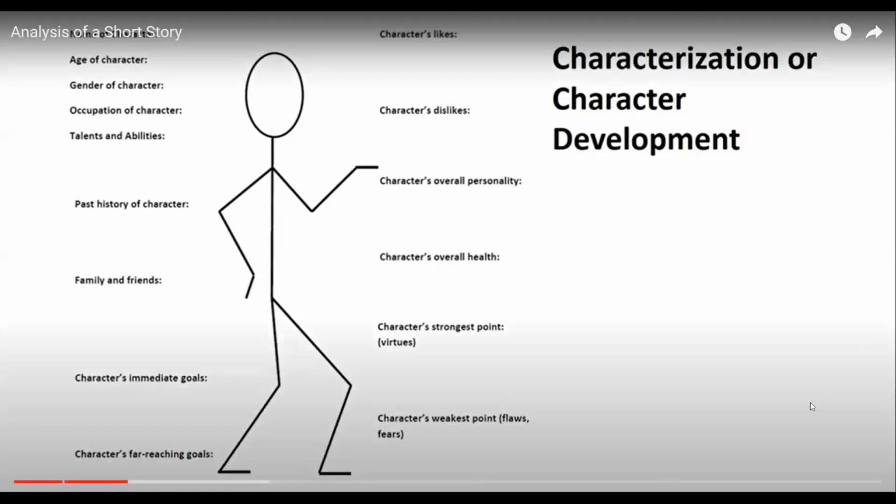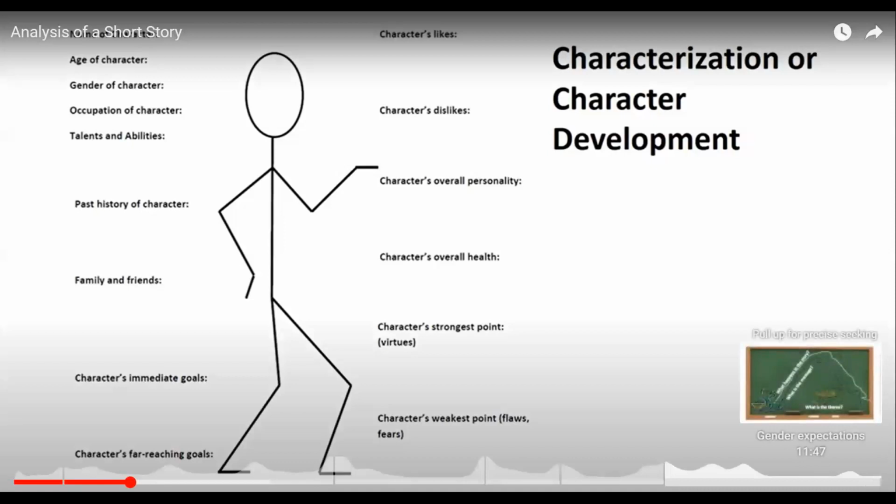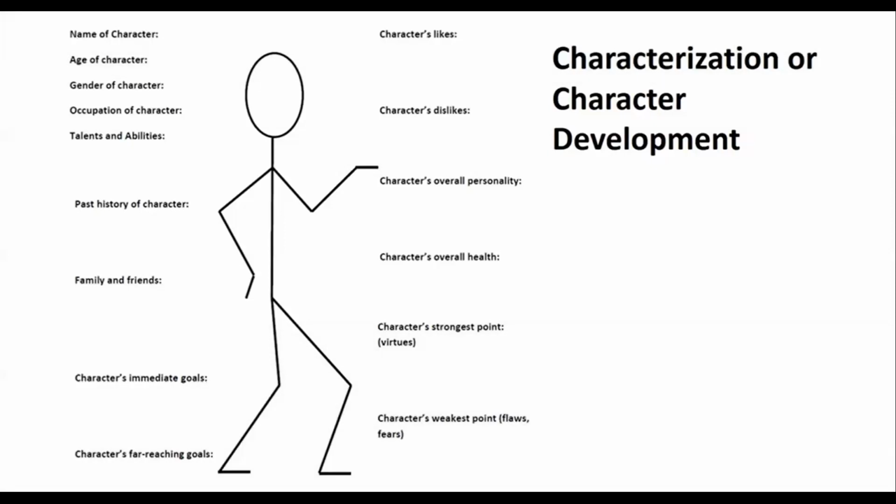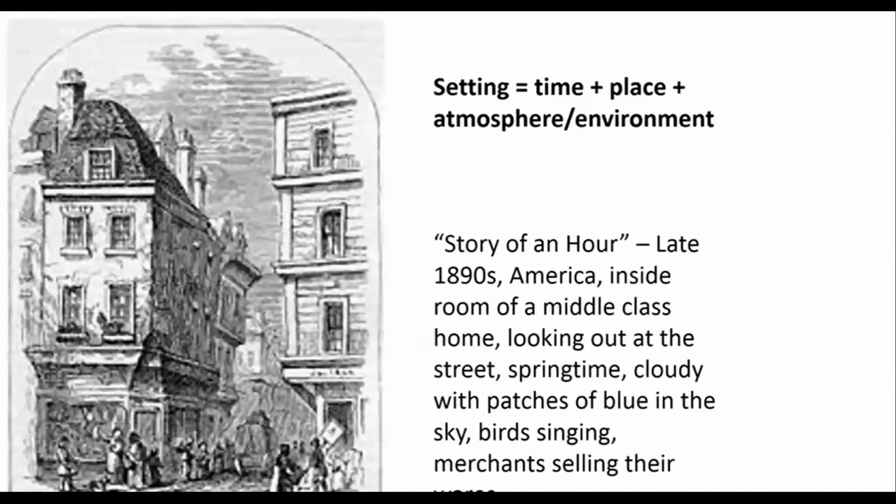Things like their age, their gender, what type of job they had, what are their talents, history, their family, friends, their immediate goals, far-reaching goals, what do they like, what do they not like, what is their overall personality, what are their strong points or good virtues, what are the weak points or flaws or fears, what makes them like a real life human being. And so when we are reading the story, we're analyzing and finding all those details as we're looking at what the character does, what they say, how they react to others and to different situations.